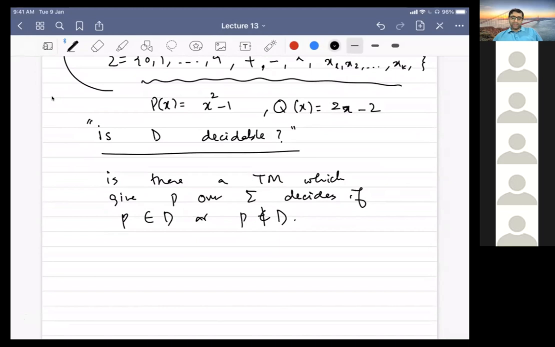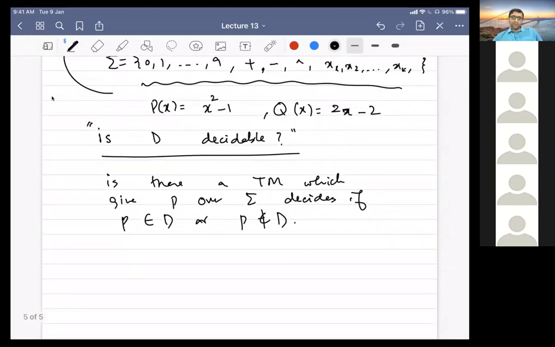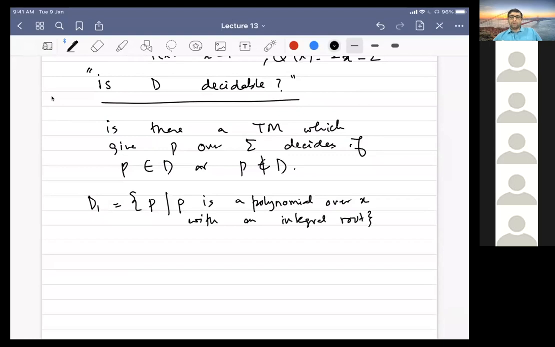I will give you one simple example. D is such a big language, so we would say, okay, forget about D. Let's consider another language, which we call D1. This D1 is a language which consists of all polynomials P such that P is a polynomial over x, just one variable, with an integral root. So the question is, is D1 decidable?